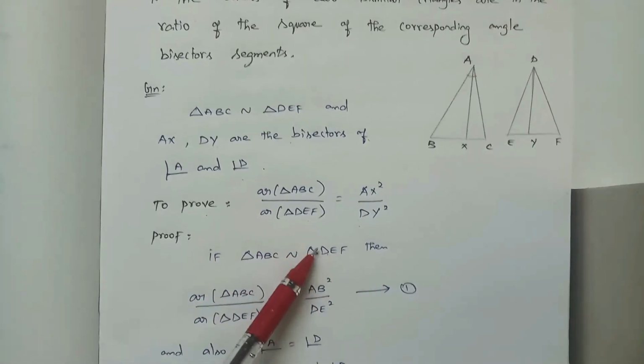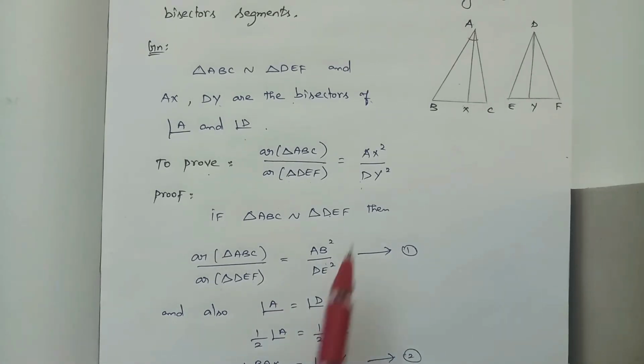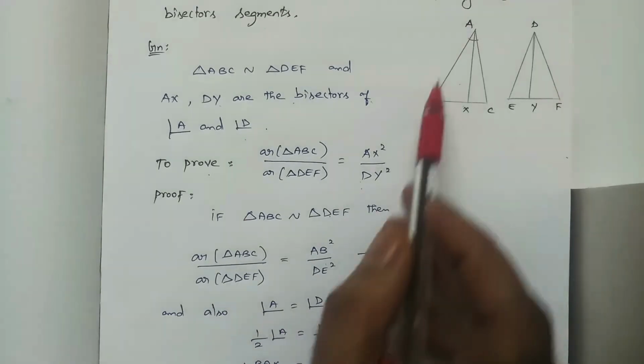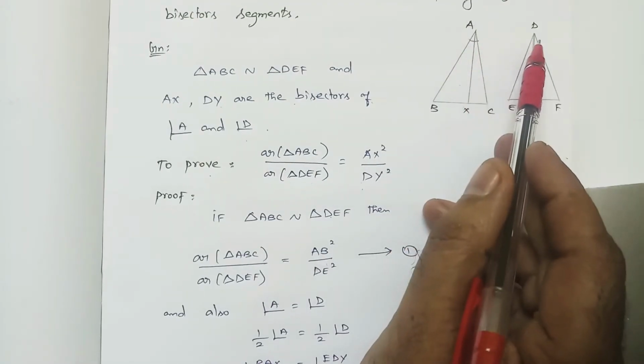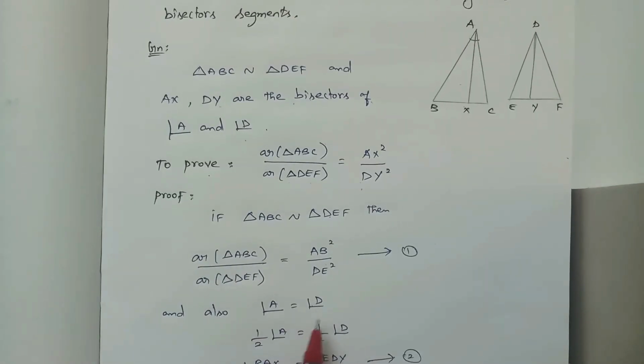If these two triangles are similar, the area will be equal, right? Yeah, the ratio of the areas of two similar triangles will be equal to the square of the ratio of their corresponding sides. And also, the corresponding angles will be equal. Angle A is equal to angle D, right? These two angles are equal.